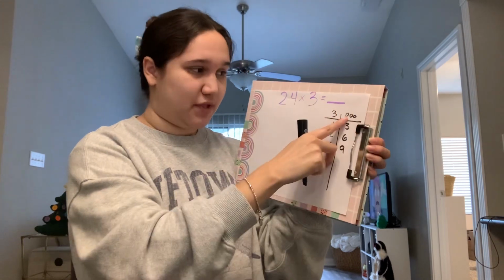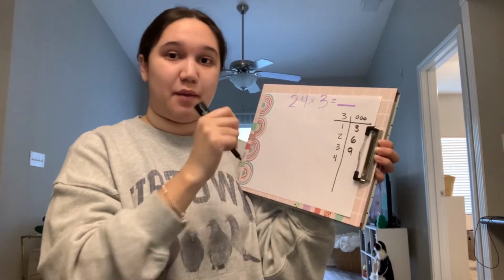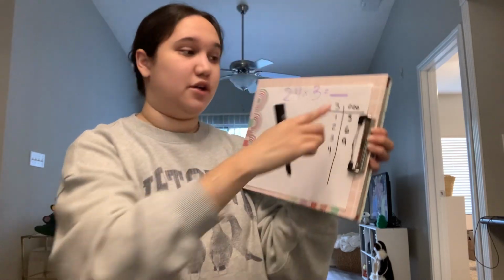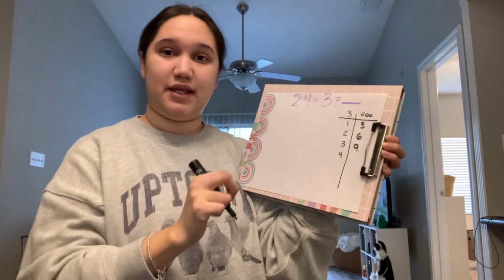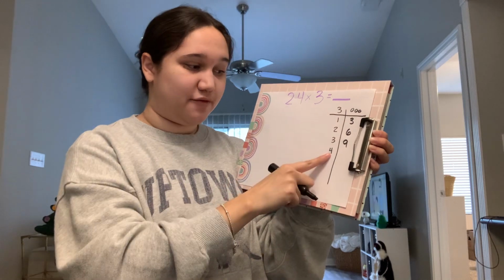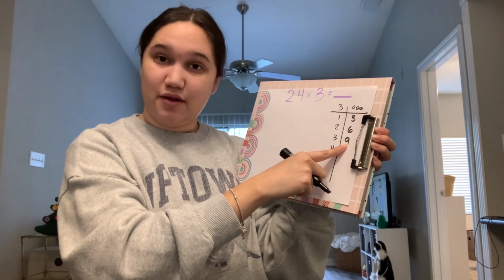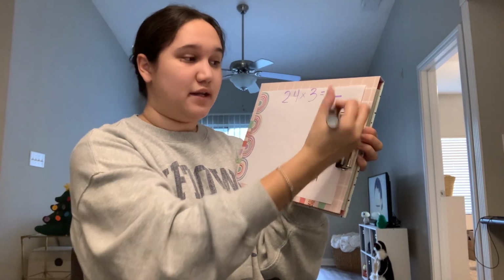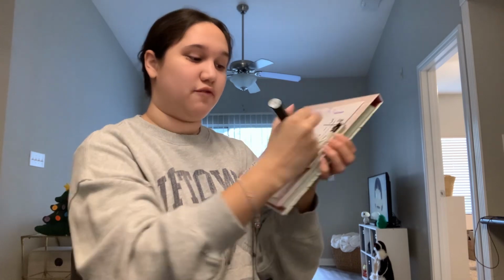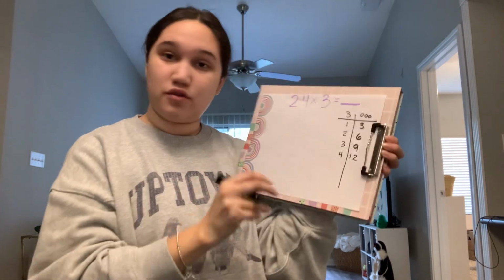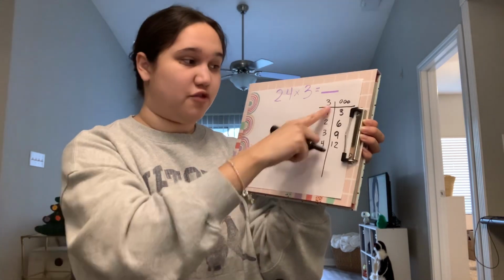And you see how I'm touching the dots every time I'm counting? That helps, so you're not recounting. You're counting the exact amount, just like that. And then 3 times 4, you can add 3 more. 9, 10, 11, 12. So there we have our T-chart of our 3's.